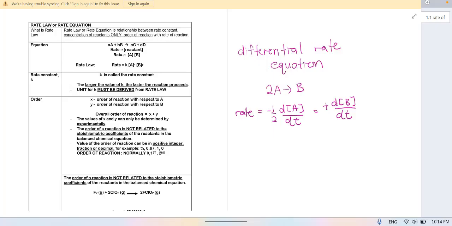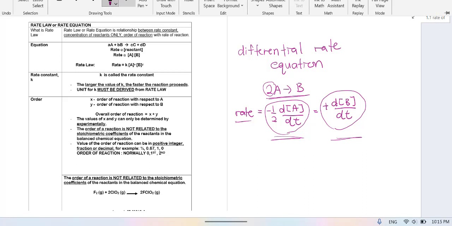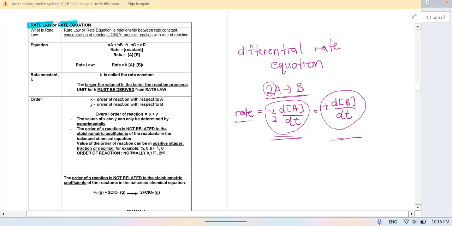So previously we already learned about differential rate equation. If we consider this equation, the rate of reaction is equal to 1 over 2 the rate of disappearance of reactant, equal to the rate of appearance of product. So differential rate equation will connect the rate of disappearance of reactant with the rate of formation of product, and it will consider stoichiometric coefficient. Okay, next we will learn about rate law, also known as rate equation.